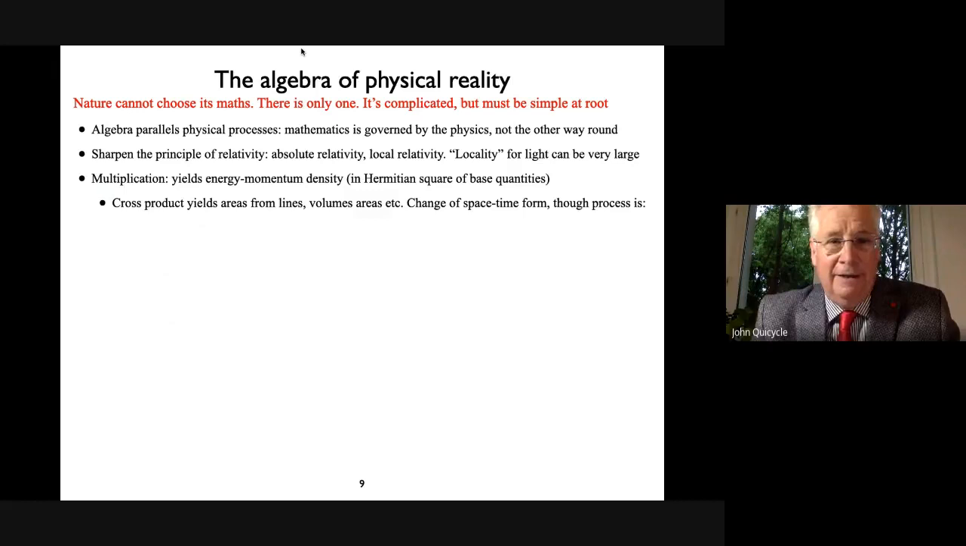But multiplication still works as vector multiplication in this algebra I'm going to talk about, and it yields an energy momentum density in a Hermitian square of the base quantities, for example. The cross products of elements of the vector base algebra, it's a four-dimensional algebra, time, space, space, space. The cross product of any two things with themselves yields a scalar, down one. The cross product of any two things with something different yields a bivector, up one, a two-index object. So if you've got x and y, x times y is an xy area. So this is the algebra of fundamental lines in space, unit lines times each other give you unit areas, a unit x times unit y gives you unit xy.